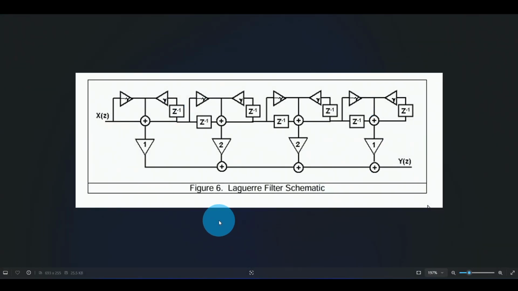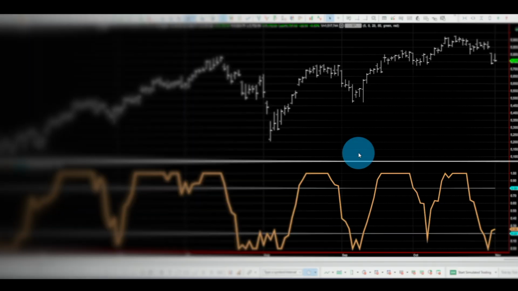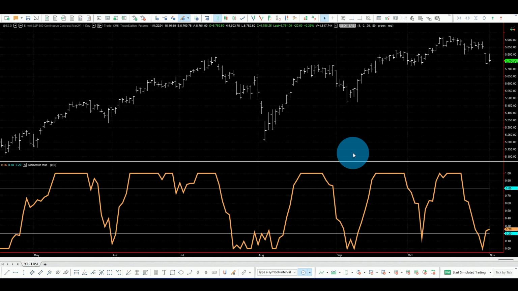John Ehlers developed a method that uses a mathematician's filter, which is Laguerre. He was a French mathematician. And he used that filter, built the RSI around it, and came up with the Laguerre RSI that promises a smoother RSI indicator. If you're interested, this is the schematic of the Laguerre filter that John Ehlers used to produce this smoother RSI. The idea behind it is to make the indicator react quickly to price changes without a lot of lag.